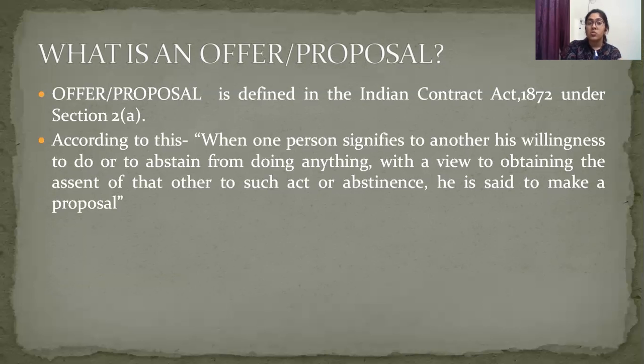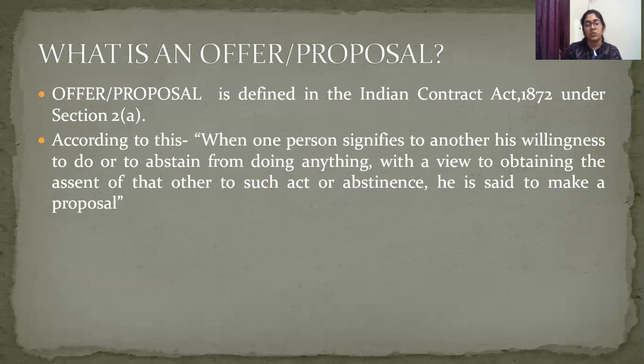Section 2 talks about when a person signifies to another his willingness to do or abstain from doing anything with a view to obtaining the assent of the other to such act or abstinence, he is said to make a proposal. For instance, I go to person B and I tell him, listen, I actually want to buy your car. So can you sell me your vehicle? So this is an offer.